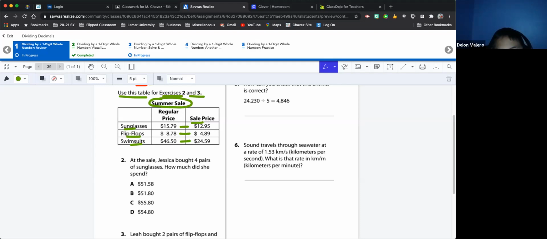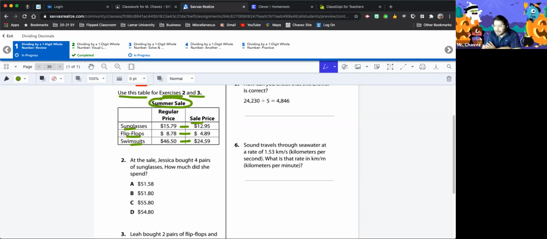They're less money. It's less money, right? Like a discount. So if I wanted to buy sunglasses, it's $15.79 regular price. But the sale price, the discount, is $12.95. The same goes for the flip-flops. They're cheaper, they're less, and the swimsuits are less.